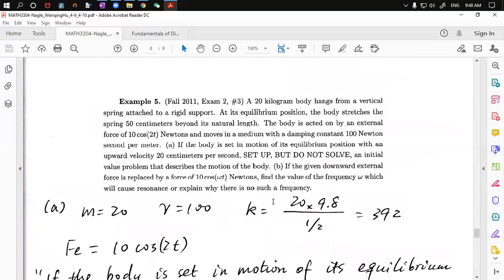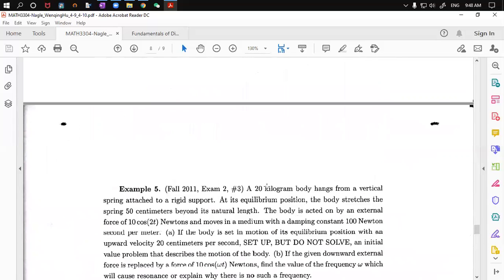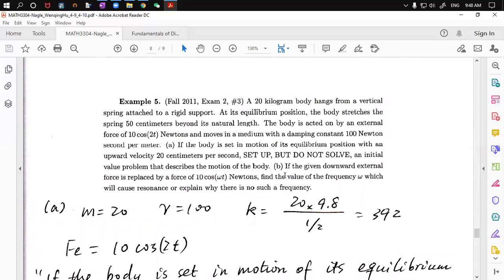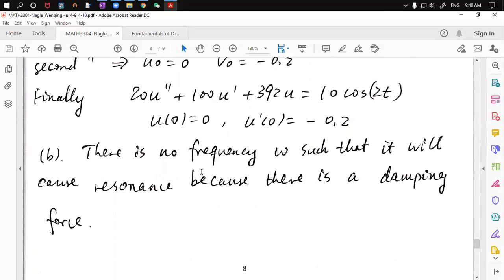Now, the question is, are you going to have resonance? When are you going to have resonance, right? But here you can see that the damping constant is huge, right? Some people ask, what is huge, what is small? Well, 100 is definitely huge. Maybe if it is 0.1, you can say it's small. Is that good for everybody? Okay, so 100 newtons is definitely huge. So do not be puzzled by this problem. Indeed, there is no frequency that is going to cause resonance.